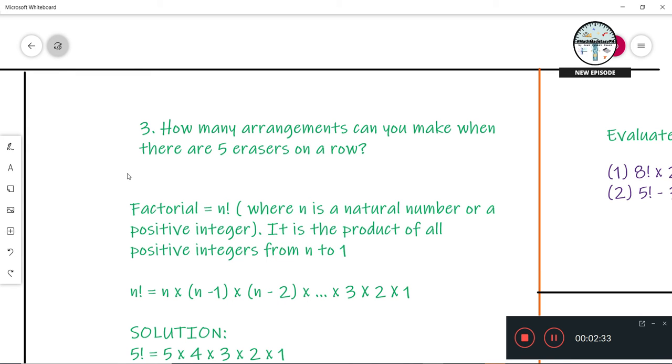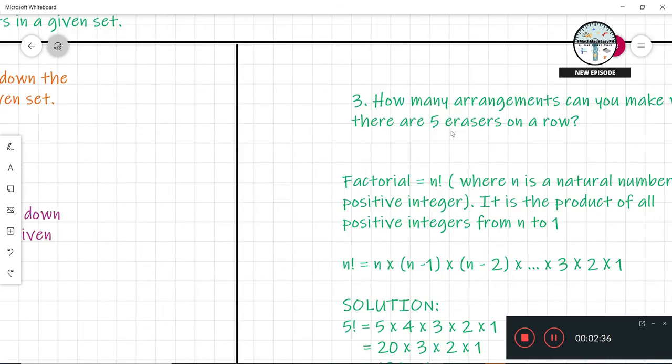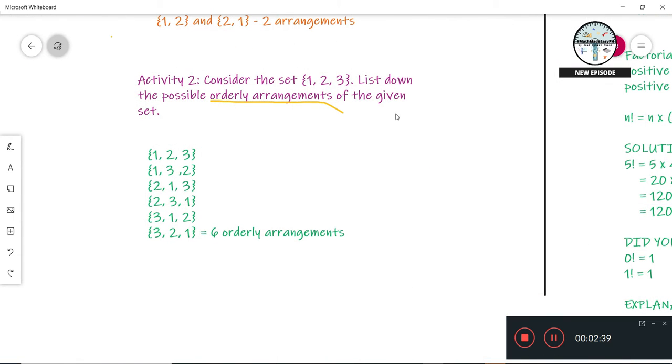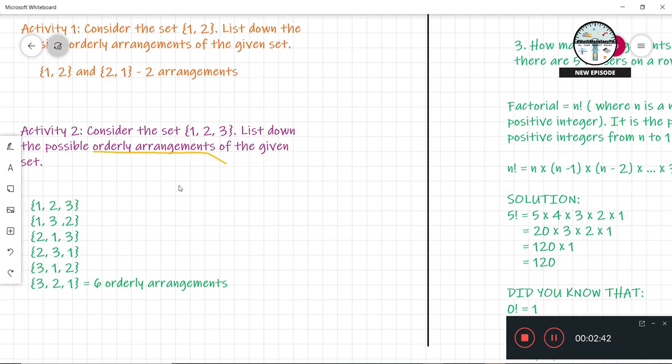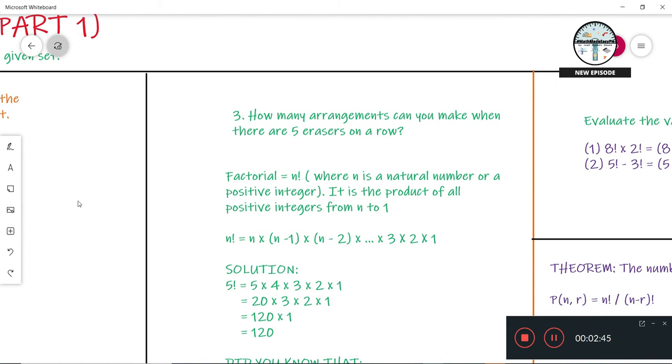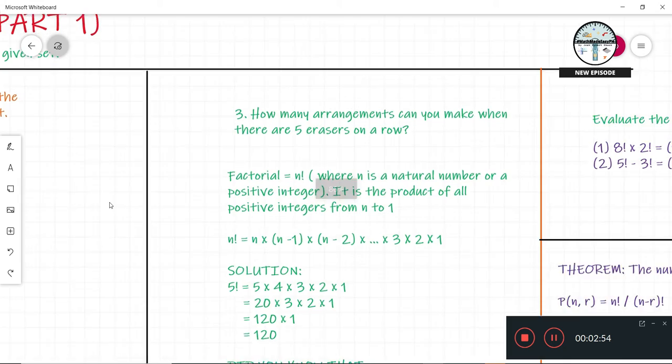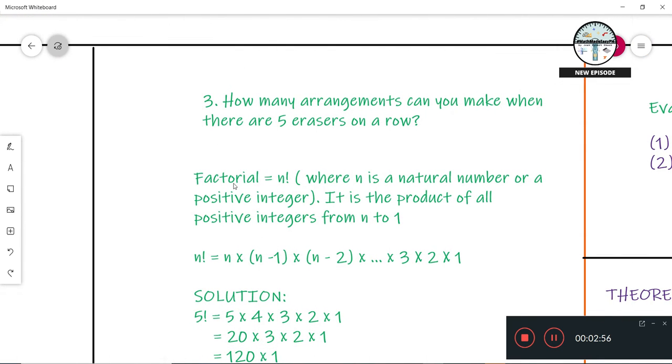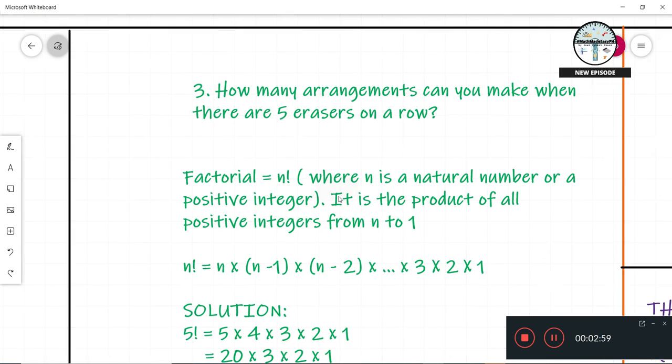Okay, so the solution here is a little bit different because I don't use the listing method, since it would take me a lot of time. In this lesson we have a term called factorial. This is what factorial looks like. It is the product of all positive integers from n to 1. So this is what I use to solve this.